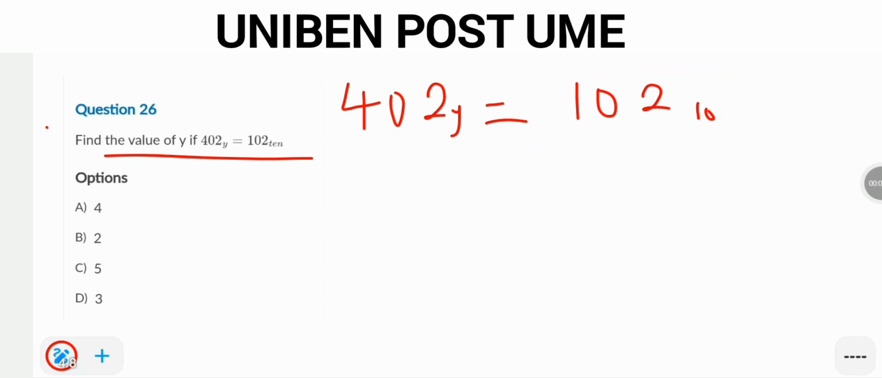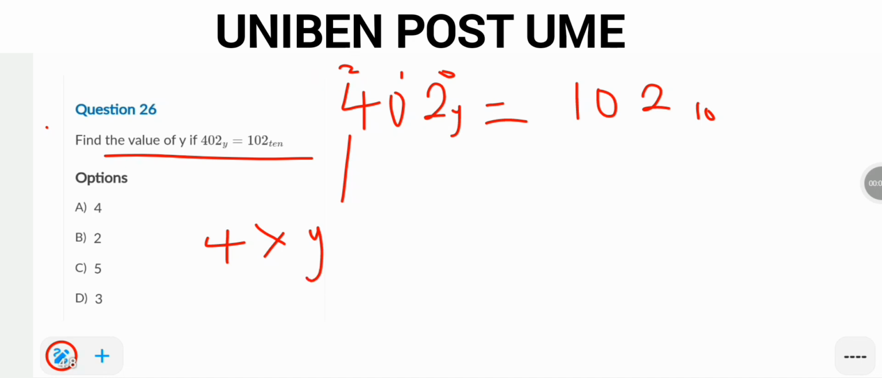So you are supposed to convert the left hand side to base 10 so that both sides will be in base 10. To convert this side to base 10, use the index method. First of all, write 0, 1, 2 on top of the numbers. So you pick the first number here, which is 4. So you say 4 times, then the base is Y. And the number above the 4 is 2.